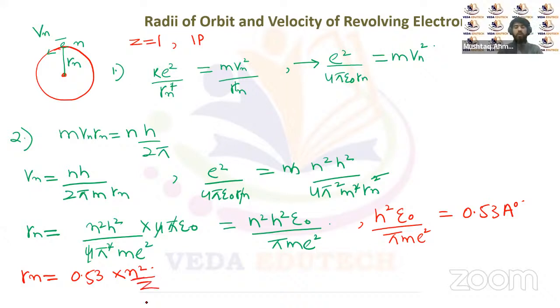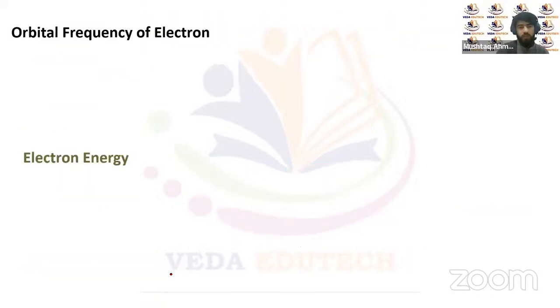So for any monoelectronic system, the radius of the nth orbit of an electron should be equal to 0.53 multiplied by n square upon Z, in units of angstroms. For the first Bohr orbit of the hydrogen atom, the radius of the electron's orbit is 0.53 angstrom. Similarly, we could calculate the velocity of the electron as well.